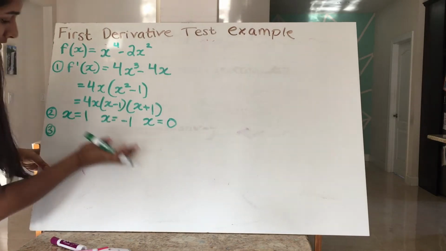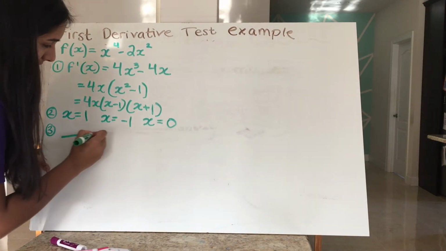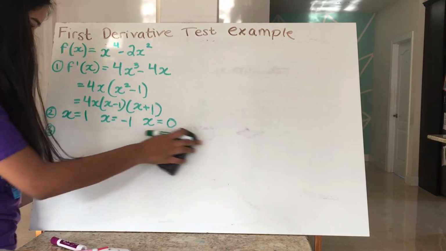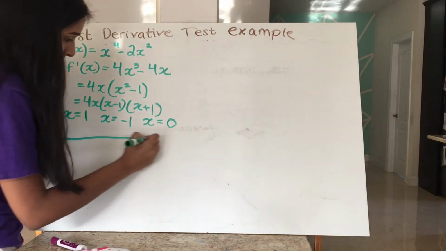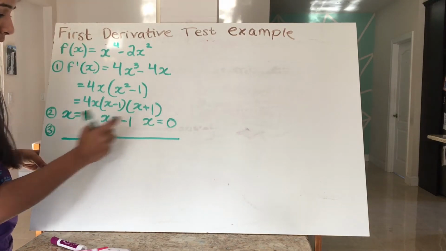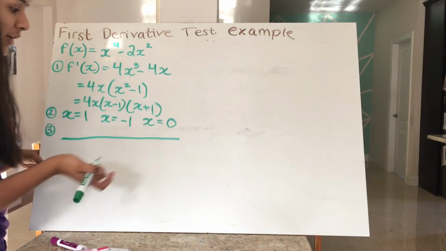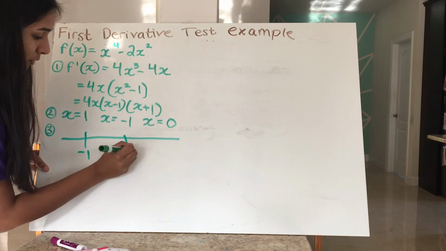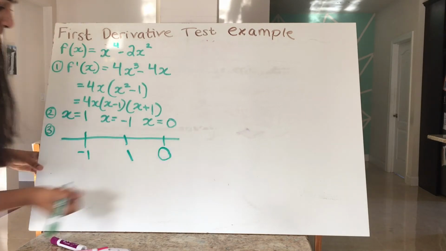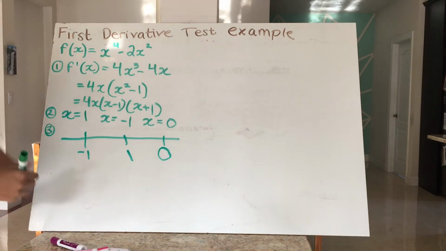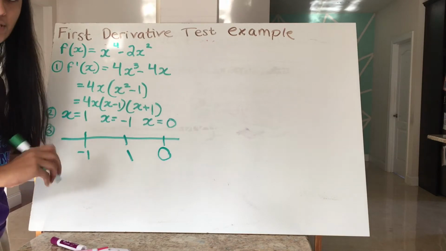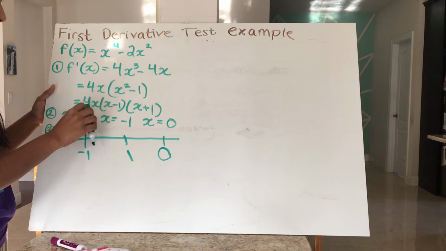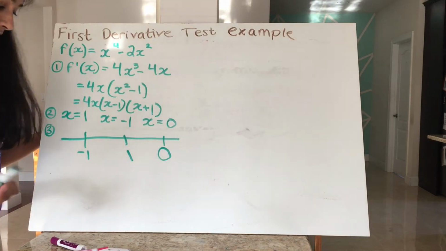So a sign chart, you basically just draw a line, and you put your critical points on this line in numerical order. So first would come negative 1, and then 0, and then 1. So to find the intervals of increasing and decreasing, you're going to just plug in any values between these numbers into the derivative to find if it's positive or negative.